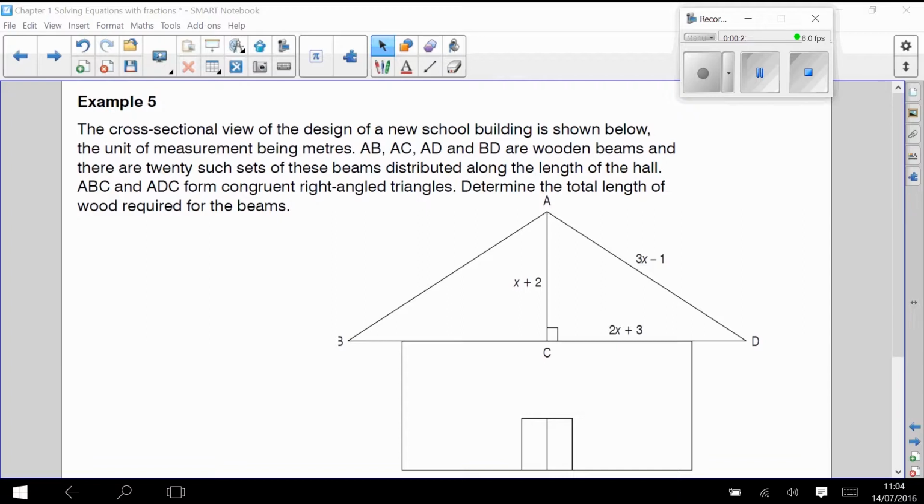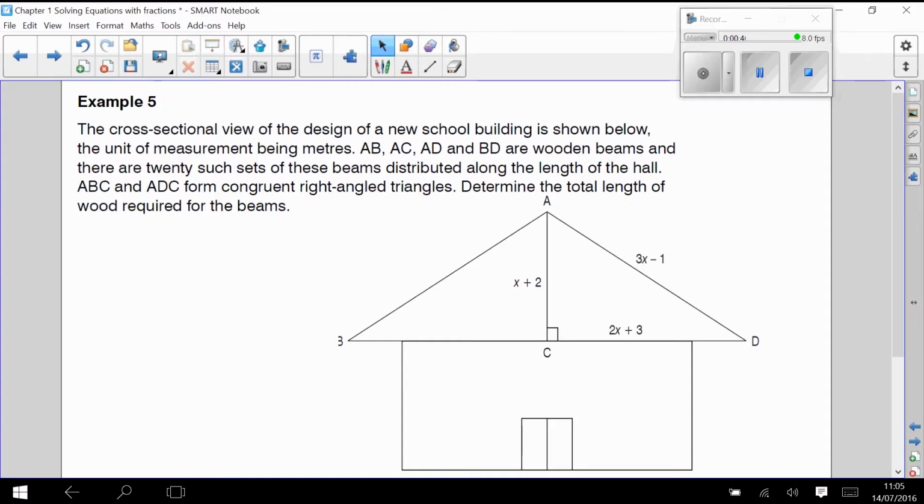Now, the roof that is shown over here is made up of two congruent triangles. That means that triangle ABC and ADC are perfectly equal. In other words, the length from A to D is going to be the same as from A to B, and the length from C to D must be the same as from B to C.